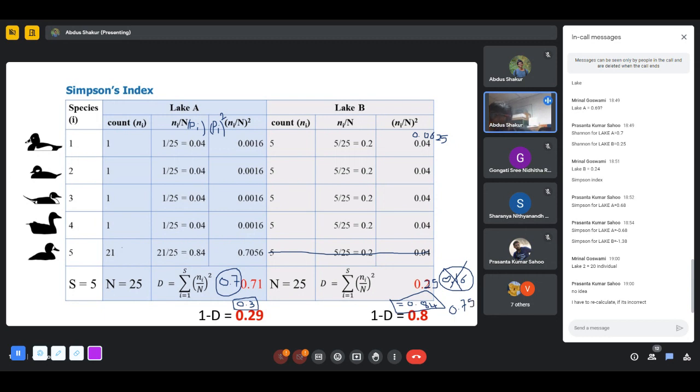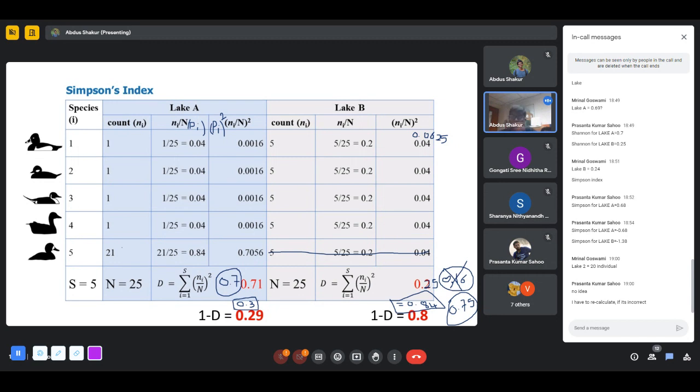So Prashanta, just have a look at this example because this is how we calculated it. Later, once you get free time, have a look at where you might have gone wrong, because you just had to have these proportions, multiply them, and then add them up. So 0.0625 into 4 times is 0.25, and then once you have that value you can subtract it from 1 so that you have the final diversity index. So now Lake B has higher diversity compared to Lake A, which has lower diversity.